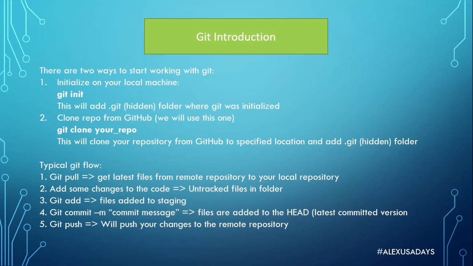Then you will do git commit with a message. Now the files that were staged will be added to the head, essentially the latest committed version of your code. And then you issue the command git push, which will push your changes to the remote repository. Now we will work through all steps, so you'll get familiar with what's going on. It's going to be very hands-on.